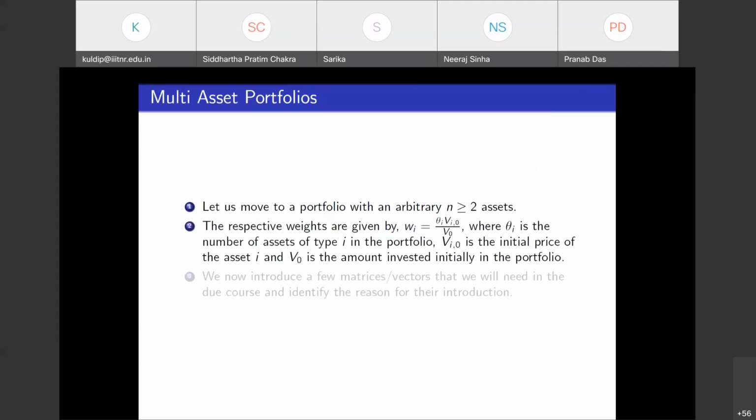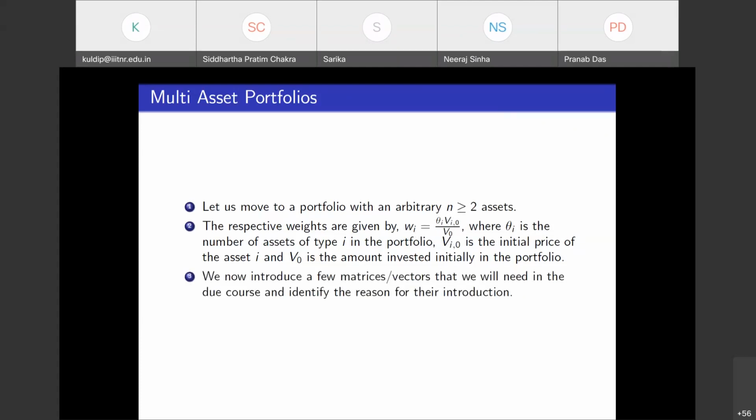So that means we move on to a portfolio with an arbitrary number of assets. Remember the weight is what? Weight is the number of units of the ith asset multiplied by the value of the asset, that is your total investment in the ith asset, divided by the total investment in all the assets. So this V0 is nothing but the summation of theta i0 Vi0.